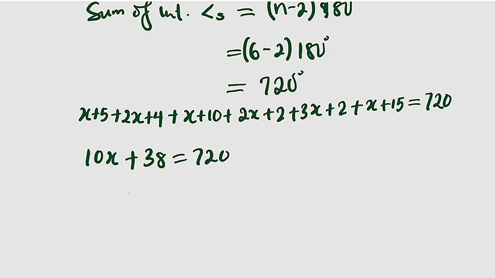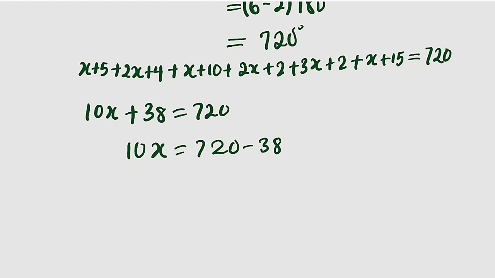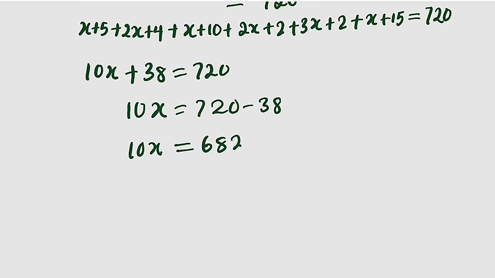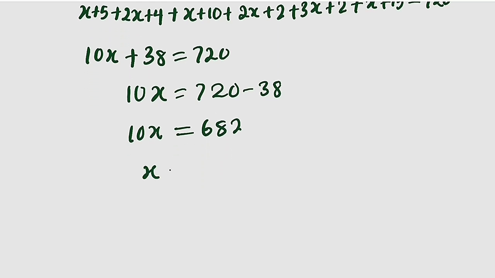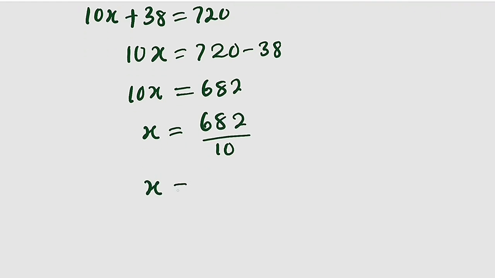So we take 38 to the other side, leaving 10x to the left. This is equal to 720 minus 38, and 720 minus 38 is 682. So this is 682. We have 10x here, and finally, to find the value of x, we divide both sides by 10. This is 682 divided by 10, and x would be equal to 68.2 exactly. So this is the value of x.